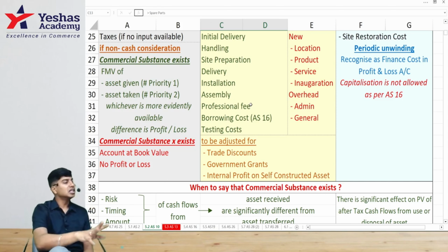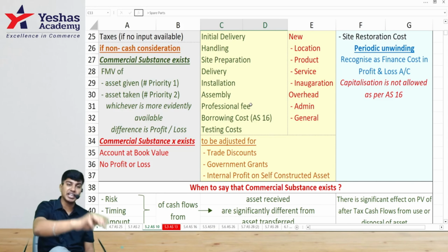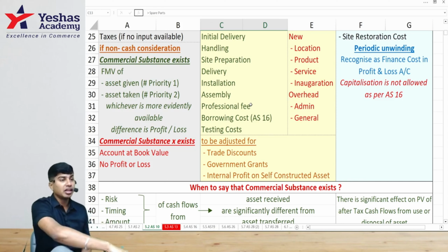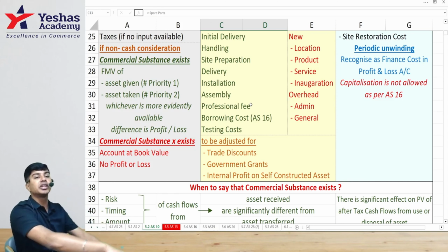Then it is not an exchange. It is a sale of the old asset. Consideration was due to be received. Instead of receiving consideration in cash, we received the new asset. Then the cost at which the new asset is to be recorded.